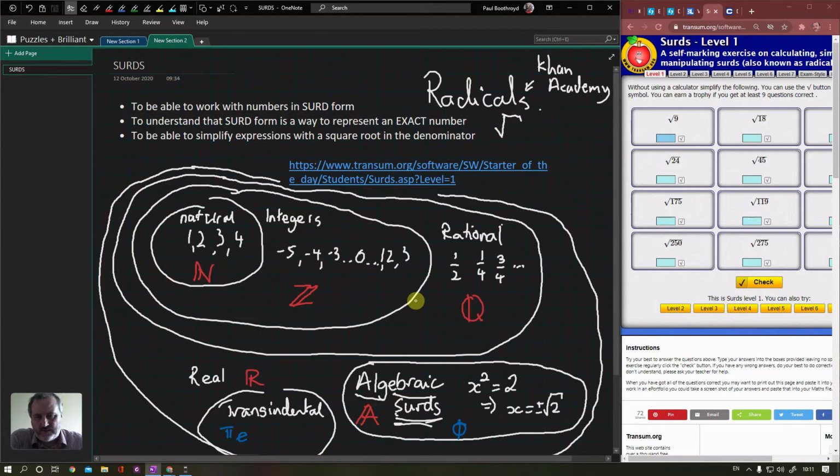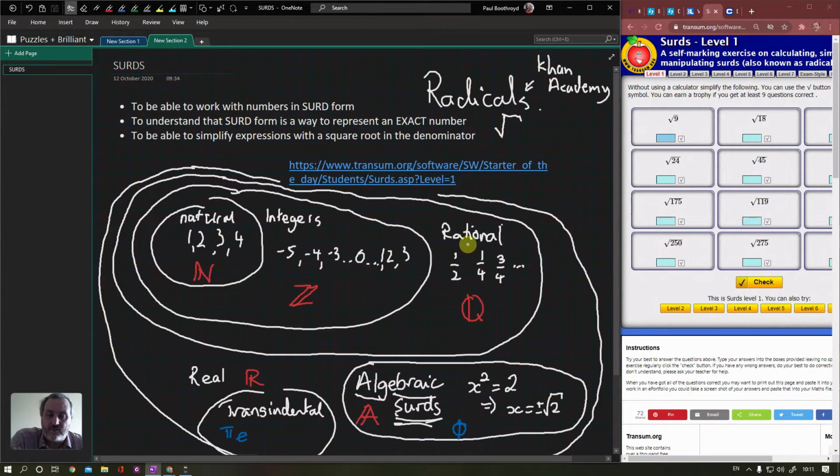And what I've put in this little diagram is all the sets of numbers that we know and can represent in an exact form. So we've got things like natural numbers, 1, 2, 3, 4. They're simple counting numbers. Sometimes this includes 0. Integers are positive and negative counting numbers, including 0. And they then can also be represented as a fraction.